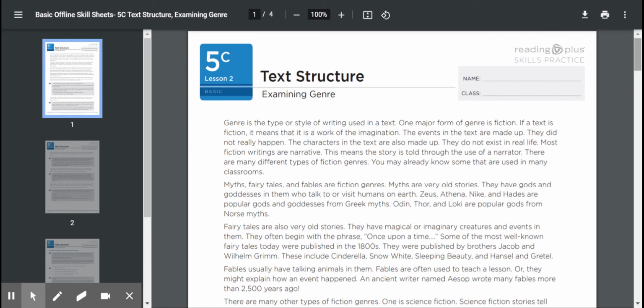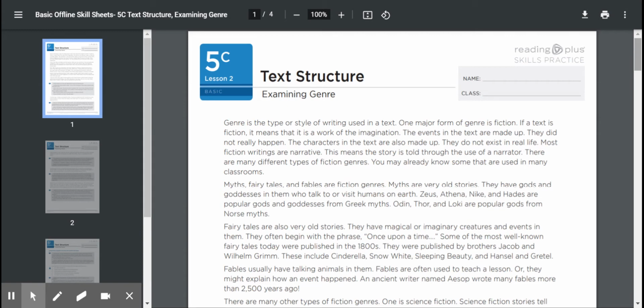Genre is the type or style of writing used in a text. And one major form of genre is fiction. If a text is fiction, it means that it's a work of the imagination. The events in the text are made up. They didn't really happen. The characters in the text are also made up. They don't exist in real life. Most fiction writings are narrative. This means the story is told through the use of a narrator.